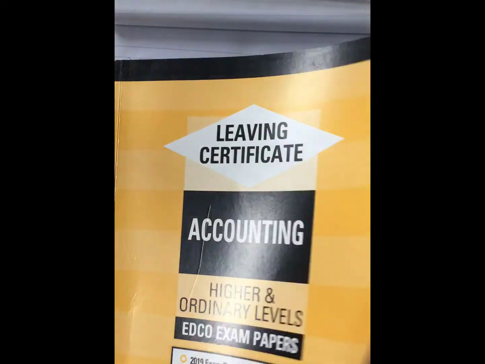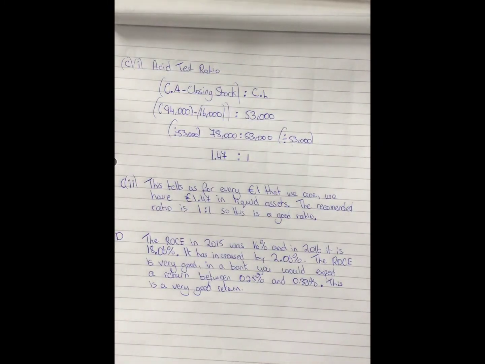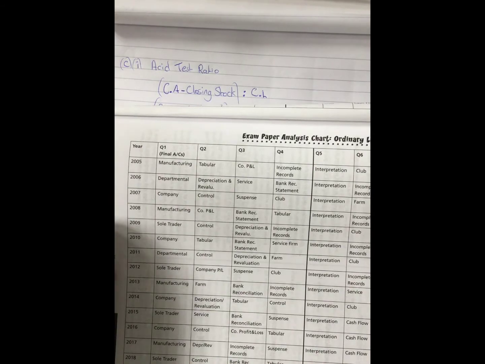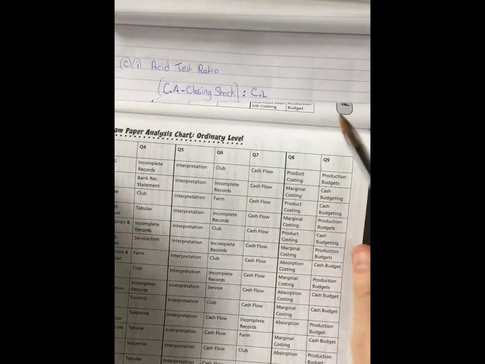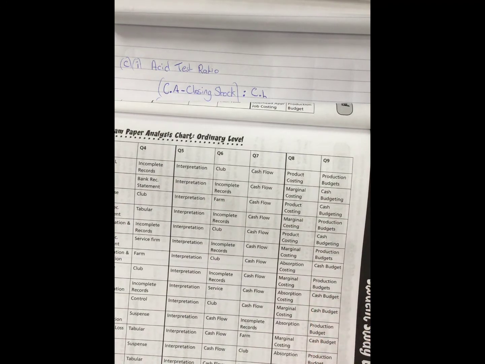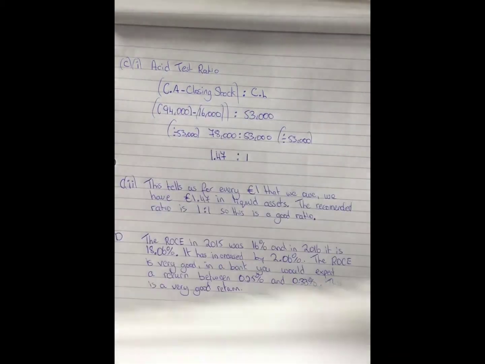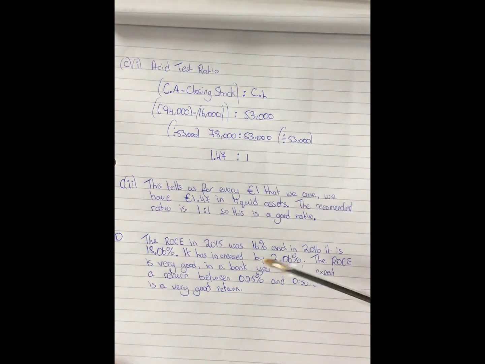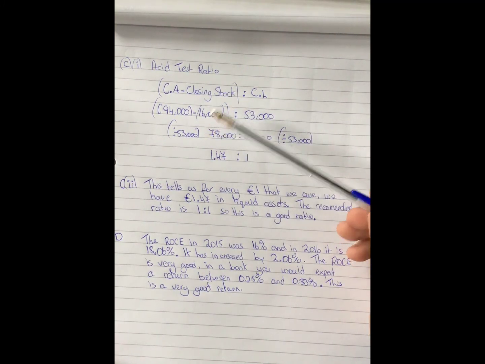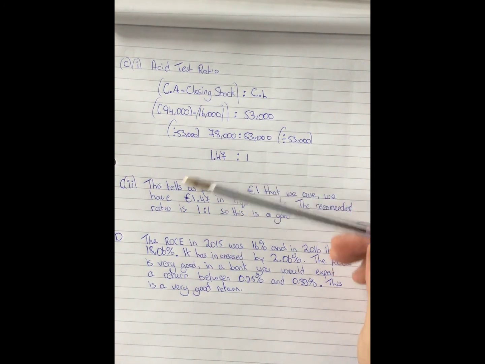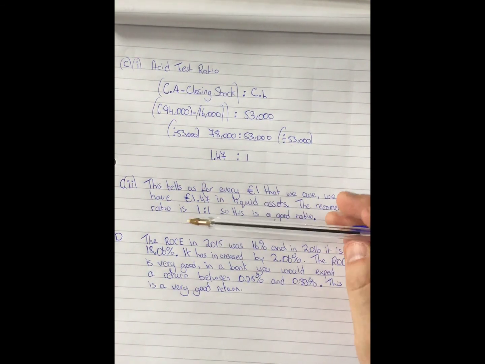If I just go back, for example, and look here at the analysis of the papers, since 2005 up to 2009, look at this. Every year it comes up, and it's worth 100 marks. Very, very doable question. Once you can do 2 or 3 of these pretty well, then you can do all of them. So spend a lot of time on this question. It will pay off, and you should be looking to get between 80 to 100 marks in this.